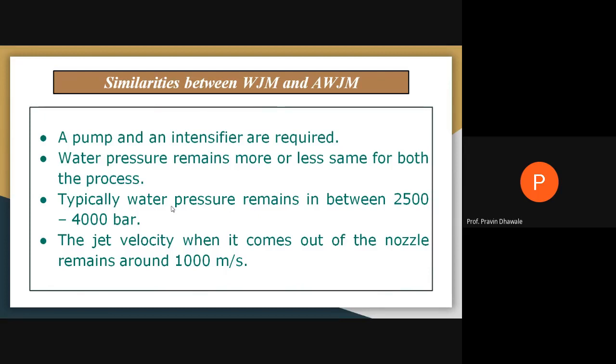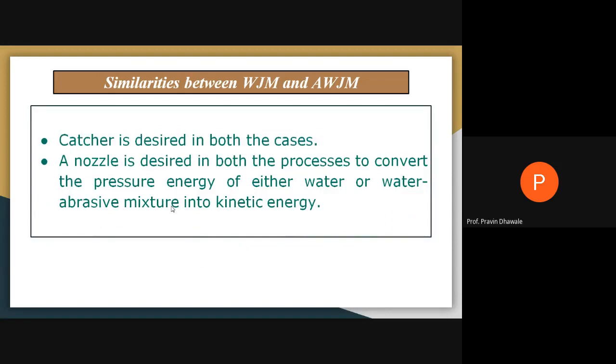And the velocity of the abrasive water jet coming out from the nozzle will remain constant near about 900 to 1000 meters per second. Means within this range, the high velocity abrasive water jet or water jet you are getting will be responsible for removing the material from the workpiece. In both the water jet machining and abrasive water jet machining, you require the catcher in order to avoid the breakage of the reservoir.